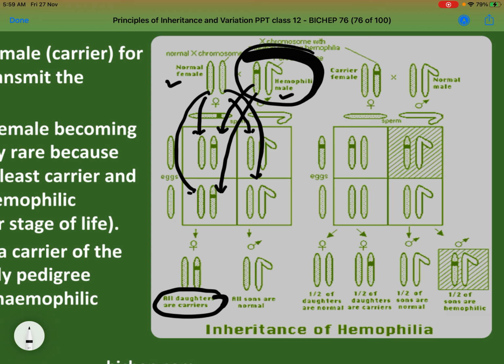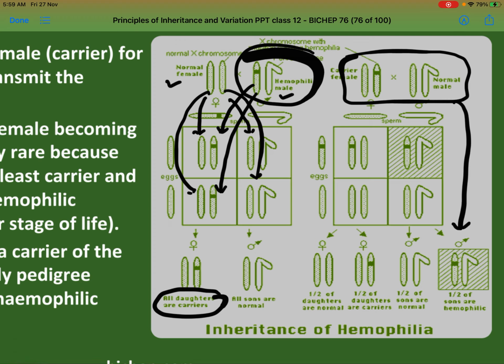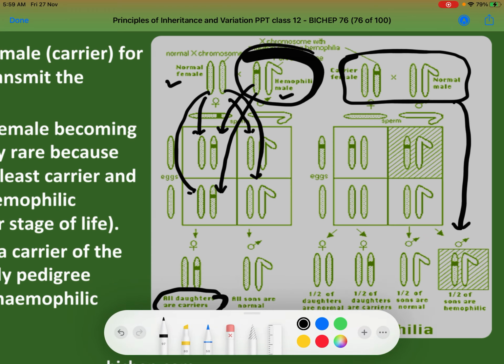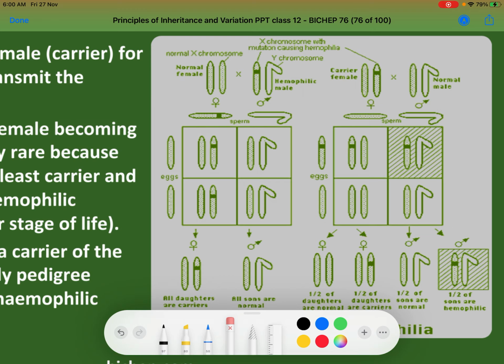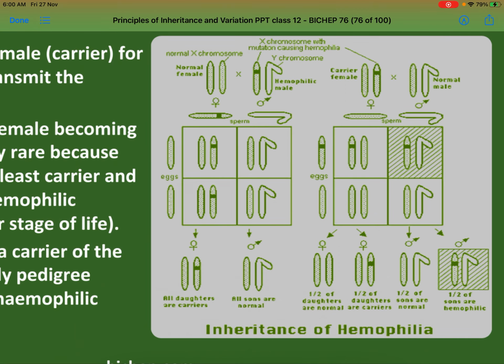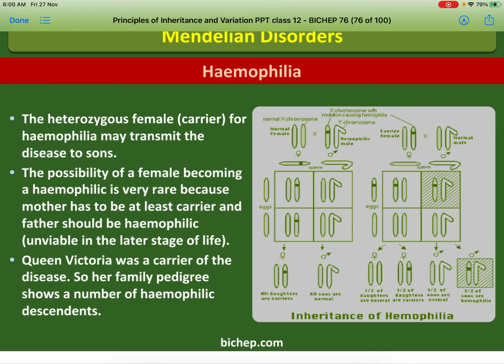If the female is a carrier and the father is normal, then, as we already discussed, there is a 50% chance that their son will be hemophilic. And if the father is hemophilic and the mother is a carrier, then they have a chance of getting a hemophilic female as well. So these are the possibilities of getting hemophilia. Please take a screenshot of this slide.